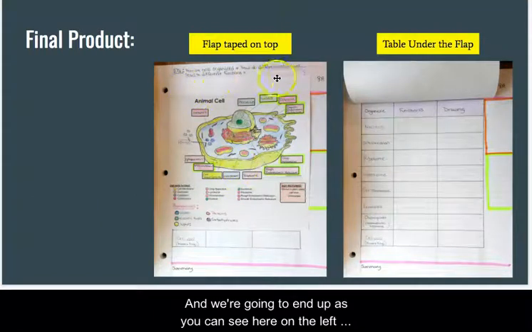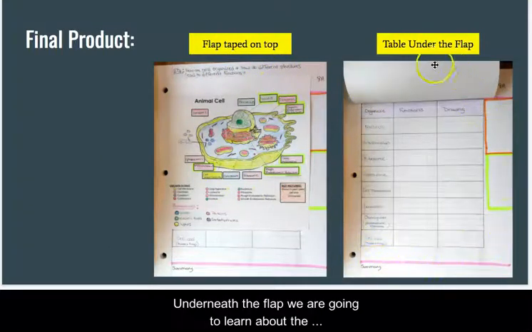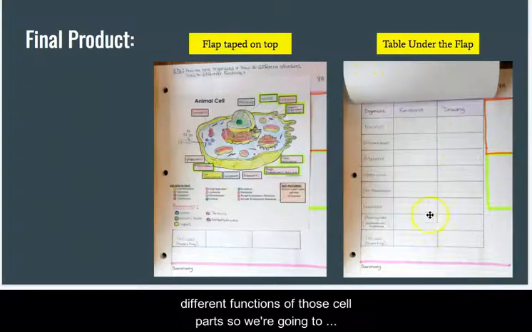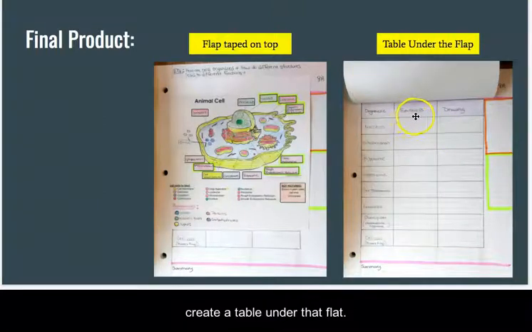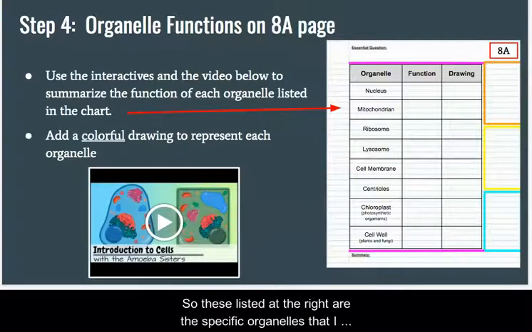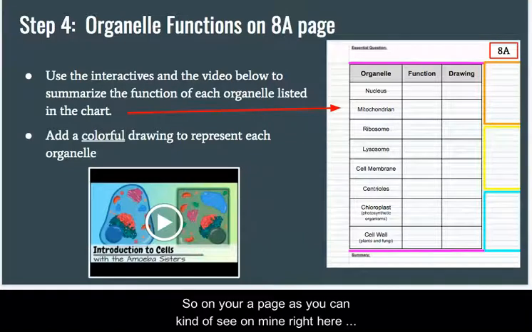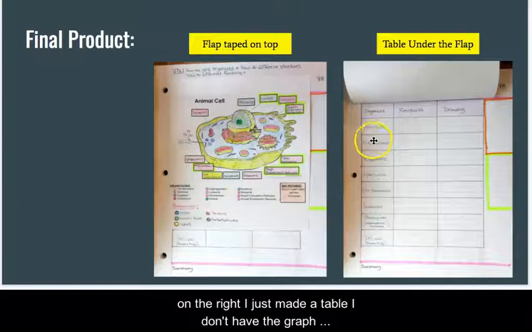And as you can see here on the left picture, we're going to end up taping it onto our A page. Underneath the flap, we are going to learn about the different functions of those cell parts. So we're going to create a table under that flap. These listed at the right are the specific organelles that I want you guys to learn a little bit more about. So on your A page, as you can see on mine right here on the right, I just made a table.